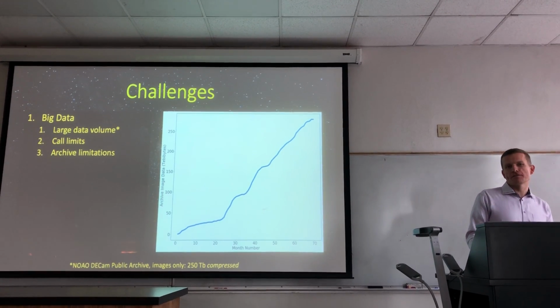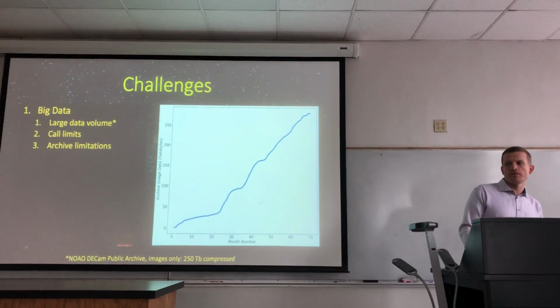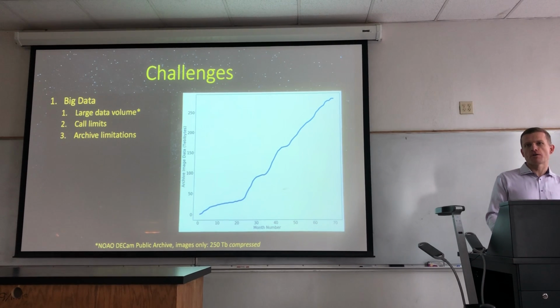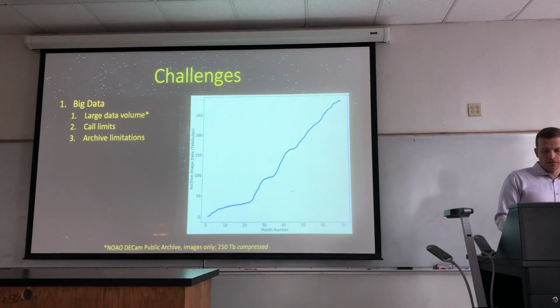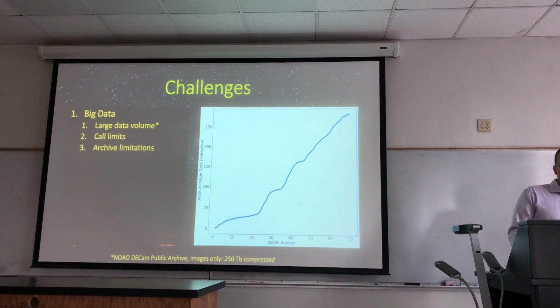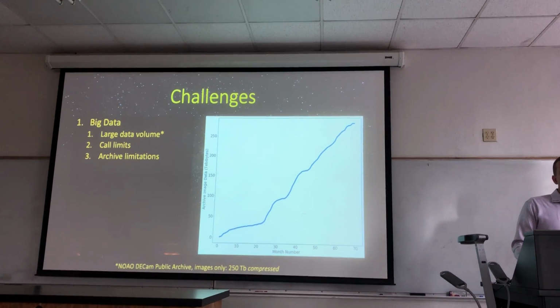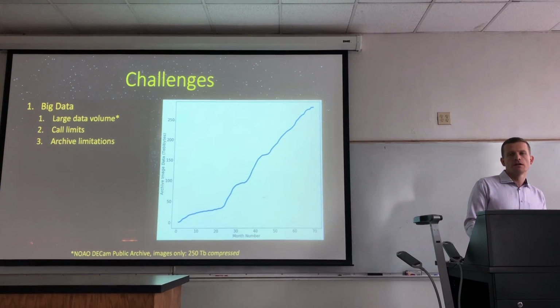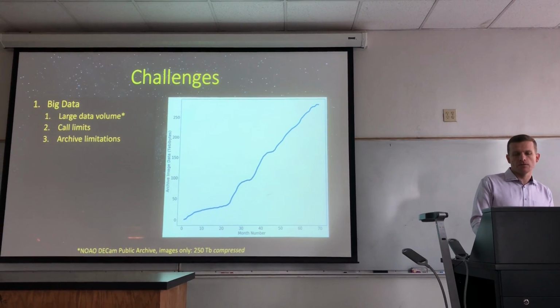Right, call limits. Yes, it looks like a hack if you try to submit 30 million different queries at one time. It definitely looks like you are overwhelming them if you do that. There's also archive limitations, so every archive seems to be different, and in this case they have a limit on how many you can get in a query at a time, how many search results you get, as well as the mechanisms for downloading.